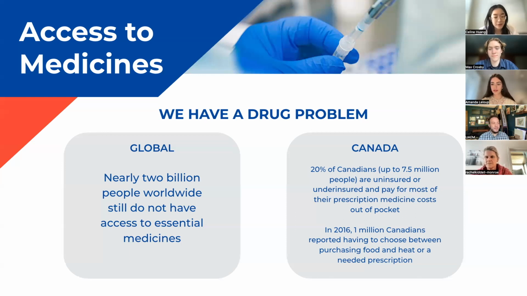A Statistics Canada report from 2019 reports that 20% of Canadians are uninsured or underinsured and pay for most of their prescription medicines still out of pocket. And in 2016, 1 million Canadians reported having to choose between essential necessities such as purchasing food and heat over a needed prescription. Canadian drug prices are among the highest in the world still, second only to the United States. So evidently, there's a huge problem with how accessible life-saving medicines and health technologies are, both globally and in Canada.